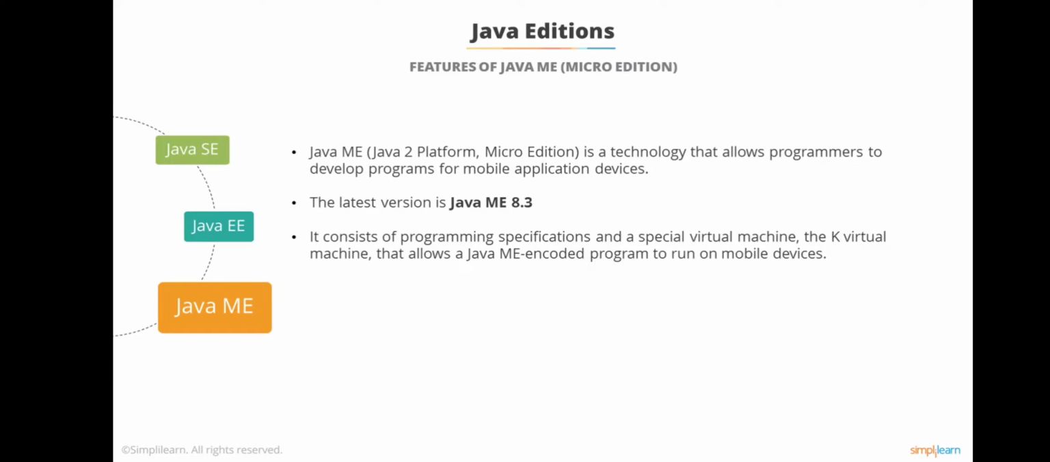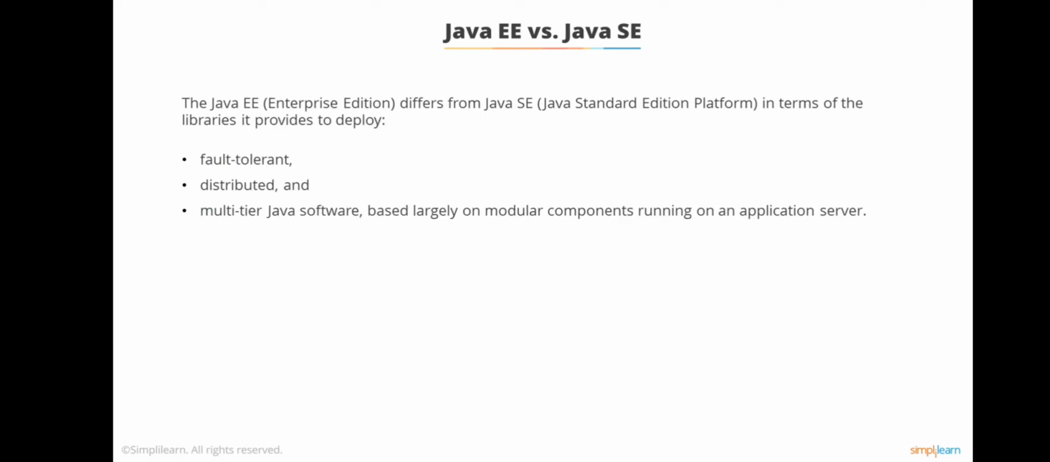The latest version is 8.3, and it consists of programming specifications and a special virtual machine, the K virtual machine, that allows Java ME encoded program to run on mobile devices. The Java Enterprise Edition differs from the Standard Edition in terms of the libraries it provides to deploy fault tolerance, which means that in case there is an error, there is capability of your database transaction or something to roll back, so your data is always in a consistent and durable format.